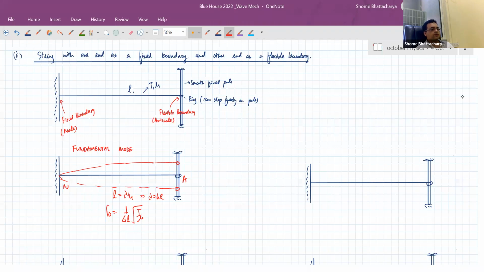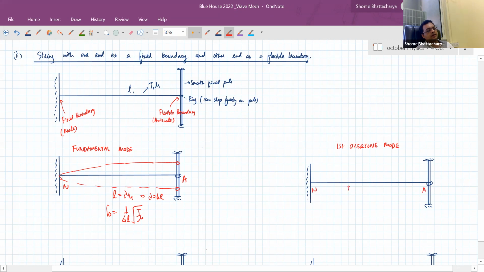Now the first overtone mode will be one where this is an antinode and this is a node, but there is another pair of node and antinode in between. So the string, when it vibrates, is in this kind of shape.